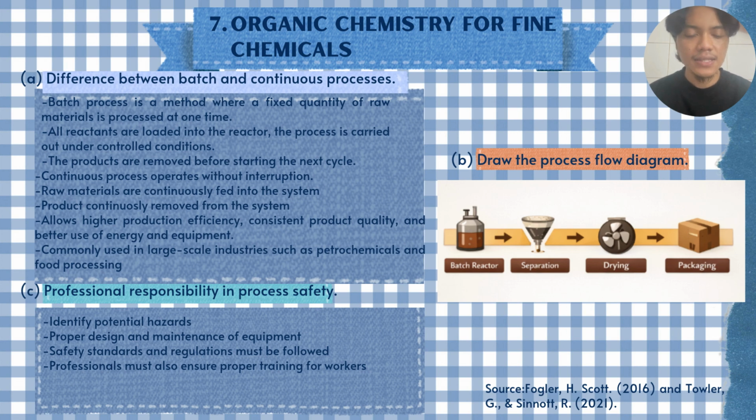Third, safety standards and regulations must be followed, such as those provided by the Occupational Safety and Health Administration or OSHA and the Institution of Chemical Engineers. Professionals must also ensure proper training for workers and be prepared with emergency response plans. Failure to follow safety responsibilities can lead to serious accidents and environmental damage, such as the Bhopal disaster.